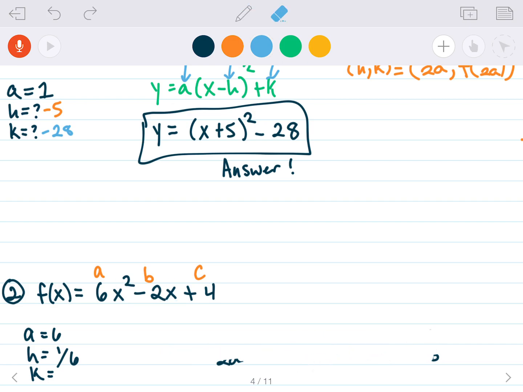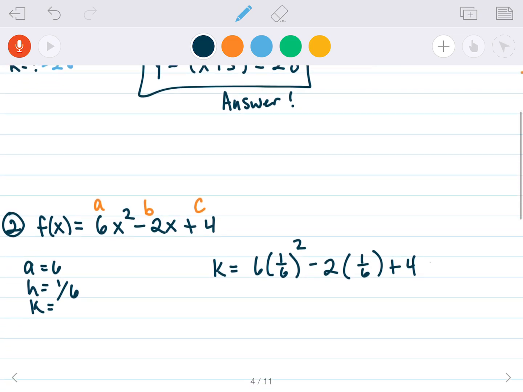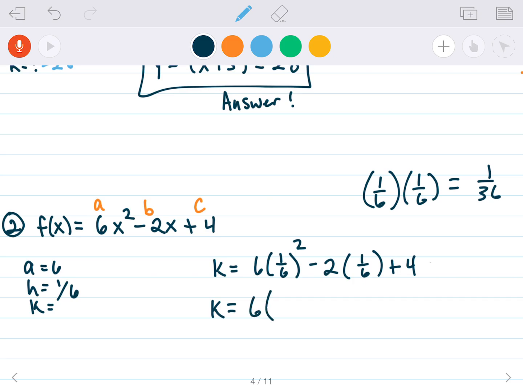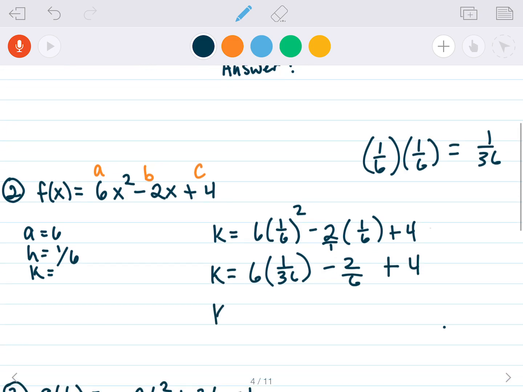Okay, so let's figure out what k is. I'm just plugging in 1 over 6 for x because that's my h, and I'm trying to figure out what k is. Okay. So 1 over 6 squared is 1 over 6 times 1 over 6. Multiplying straight across, that gives me 1 over 36. So this becomes 6 times 1 over 36. And negative 2 over 1 times 1 over 6 is negative 2 over 6, plus 4. And you can just put this in Desmos in the calculator if you want.